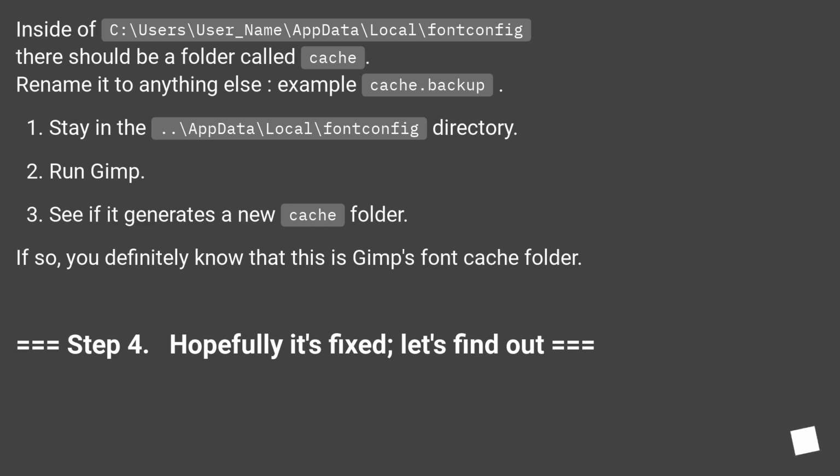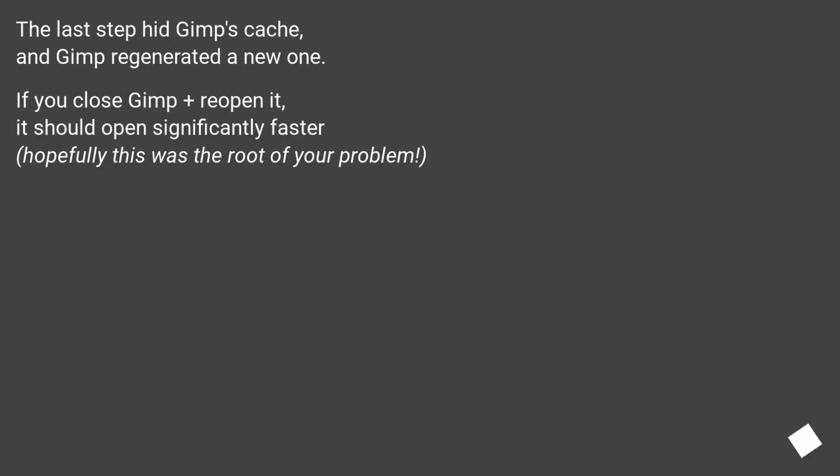Step 4: hopefully it's fixed, let's find out. The last step hid GIMP's cache, and GIMP regenerated a new one. If you close GIMP and reopen it, it should open significantly faster. Hopefully this was the root of your problem.